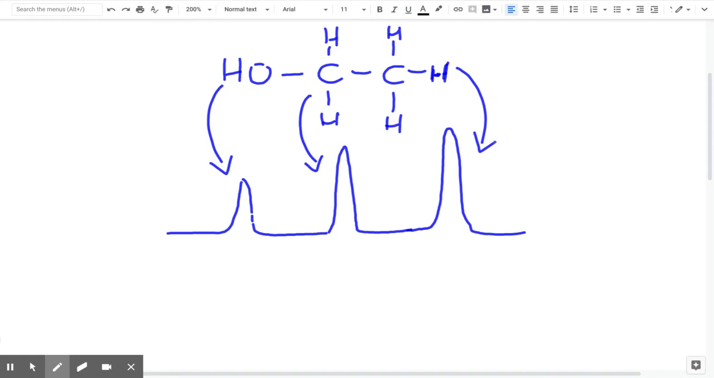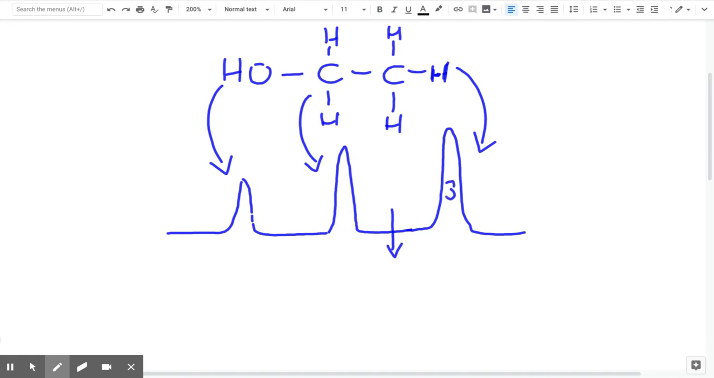However, now what we're going to do is make this a high resolution spectrum by introducing splitting, and make it a little bit more realistic about what we'll actually see. So we need to look at each individual peak in turn. Initially, we'll go from right to left. So we're going to look at the CH3 peak on the right hand side.